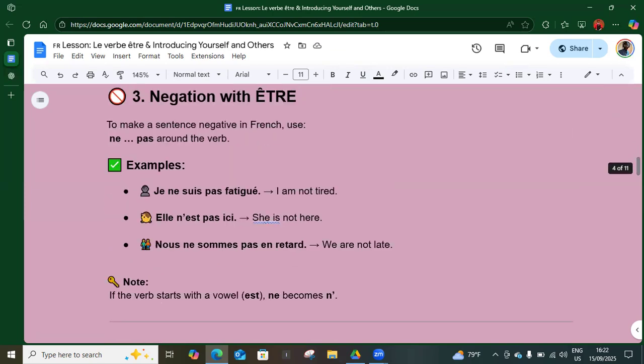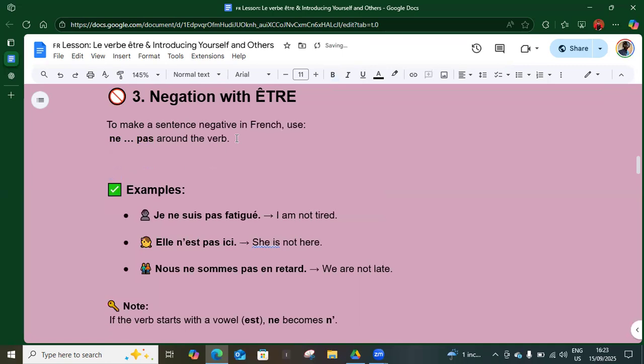How to say not. Okay, the language structure is to place ne before the verb, and after the verb, you put pas. But take note that when the verb starts with a vowel, we do not use ne. We use n apostrophe for proper blending and pronunciation. We put the n apostrophe before the verb, and after the verb, we put pas as indicated above. Good. Now, let's take some examples.